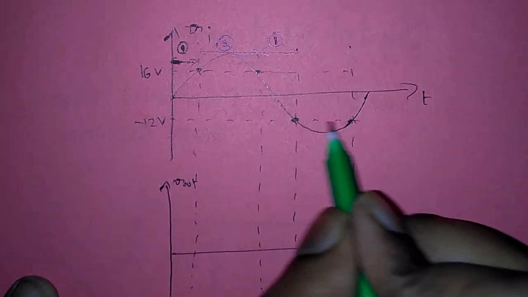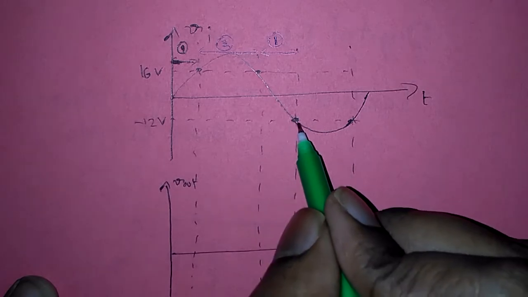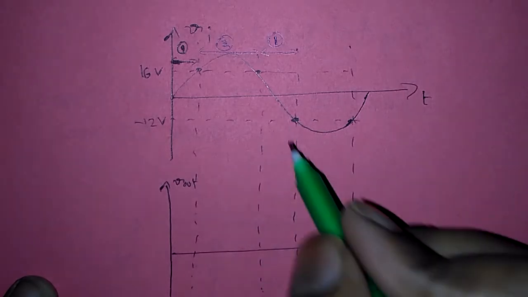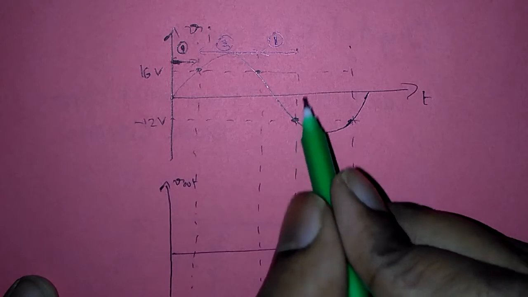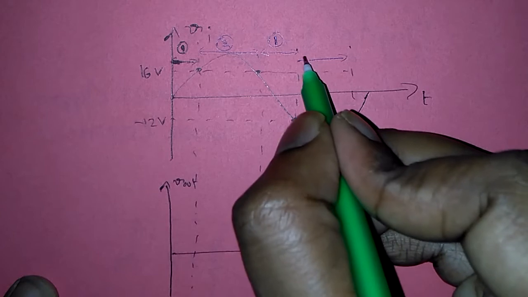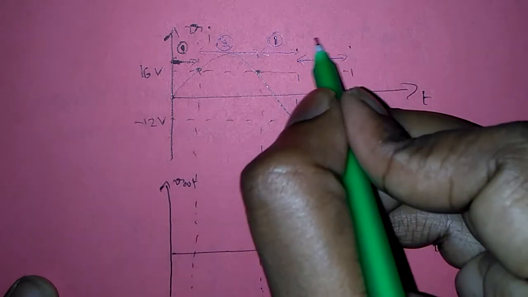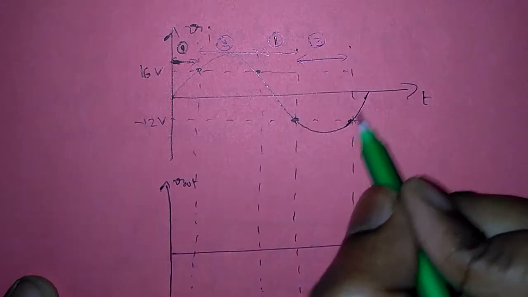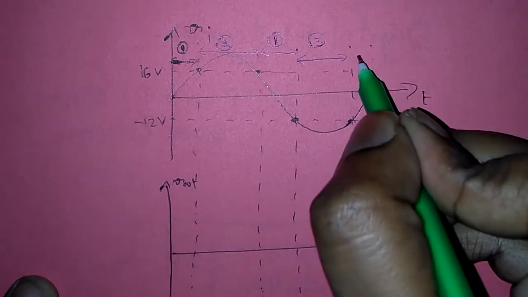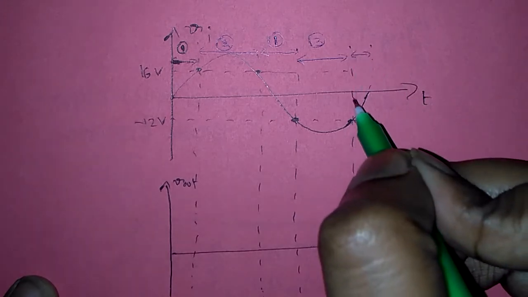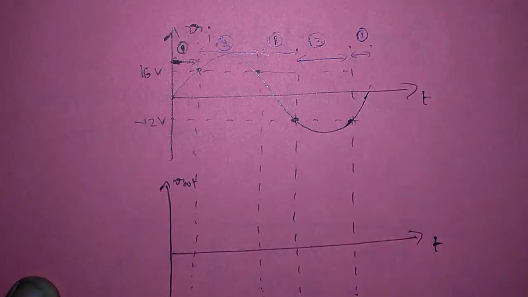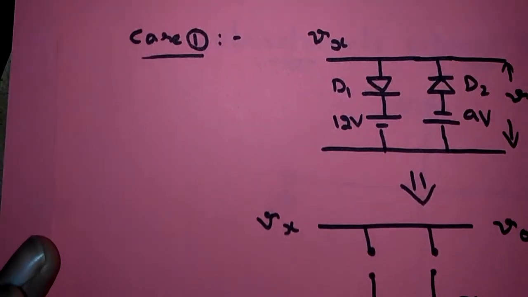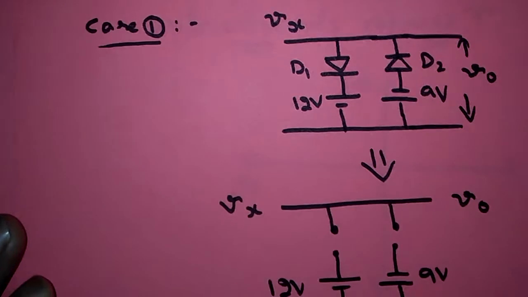After that, from this point to this point, our input waveform crossing the minus 12 volts, that means its value is less than minus 12 volts. So from this point to this point, it is a special case. I am considering it as 3. Again, from this point to this point, our input waveform lying between 16 volts and minus 12 volts, that is simply case number 1. So our circuit can be redrawn into 3 different cases: case 1, case 2, case 3.